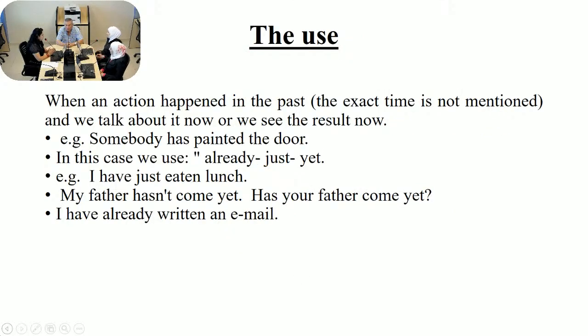We use present perfect to talk about actions that happened in the past without mentioning the time of its happening, with no time reference. And when we talk about it now, or we have a result now, this way we use present perfect. We can use words like already, just, and yet. Examples: I have just eaten lunch. My father hasn't come yet. Has your father come yet? I have already written an email.